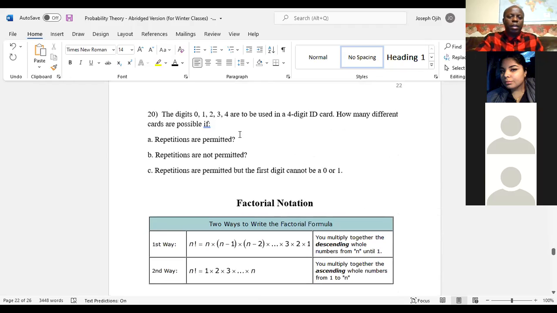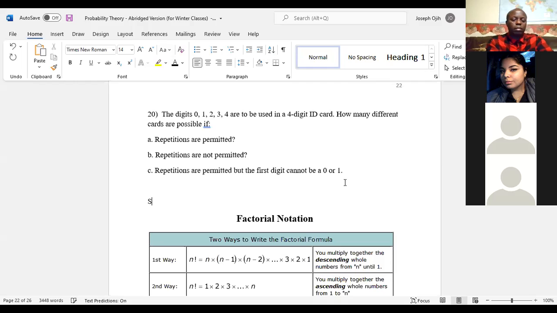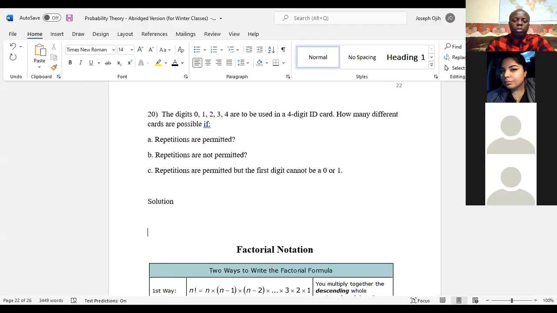Here, the digits to be used in a 4-digit ID card, as shown here. How many different cards are possible if repetitions are permitted, if repetitions are not permitted, and if repetitions are permitted but the digits cannot be 0 or 1? Now remember, this is a 4-digit ID card. So that means there can be 4 slots.